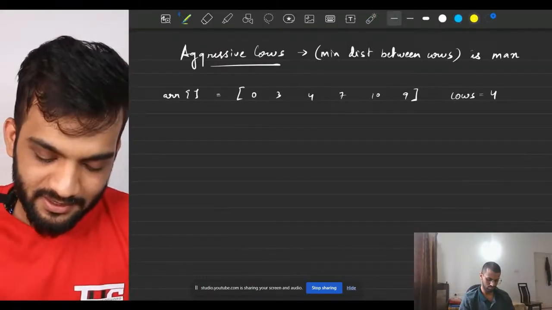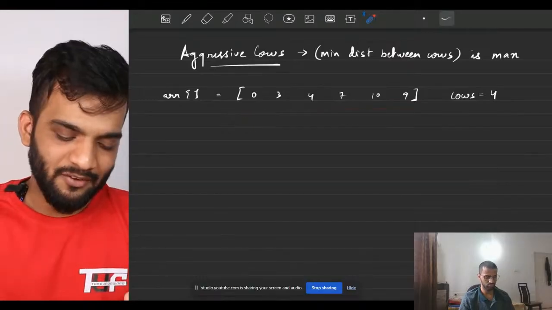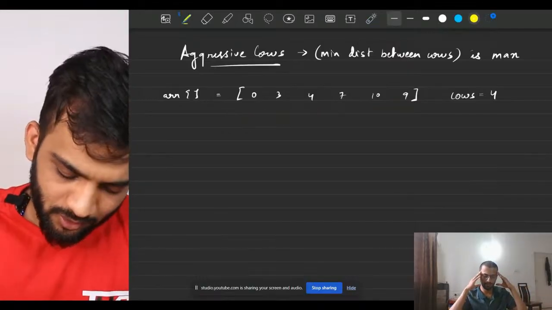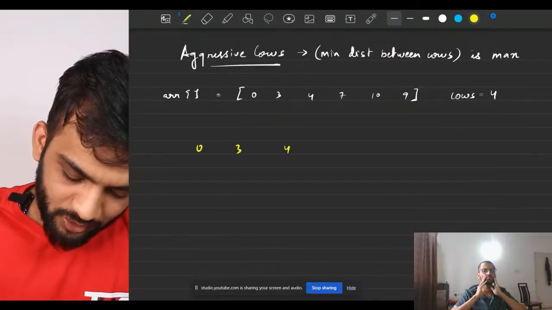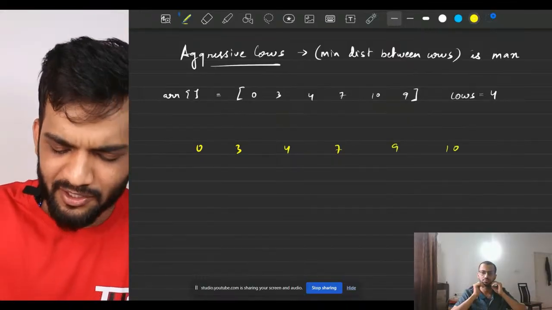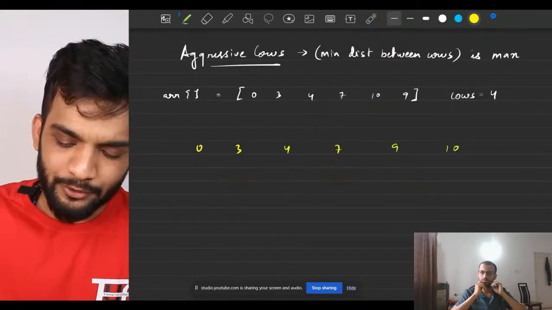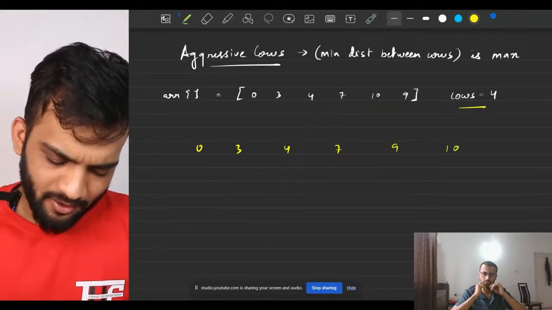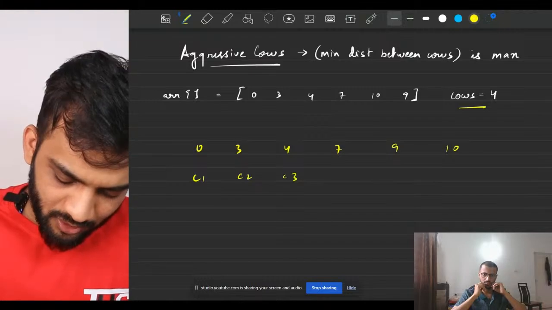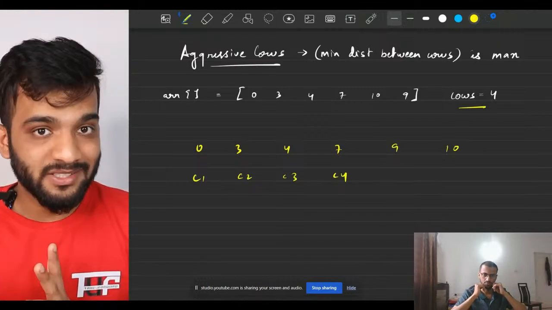So basically what it states is, these are the stalls given. If I have to write the stalls in the correct order, the first stall is at 0, 3, then 4, then 7, and then 9, and then 10. I've just written them down in sorted order. If I tell you, can you place 4 cows? It'll be like, okay, cow 1, cow 2, cow 3, cow 4. This is one of the ways in which you can place cows, right?